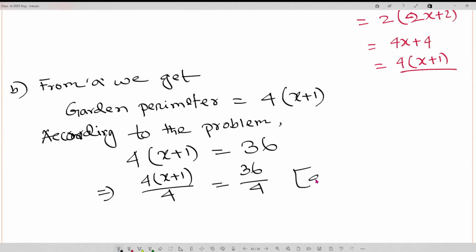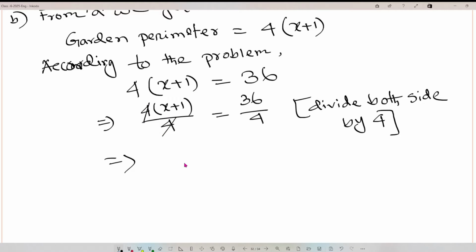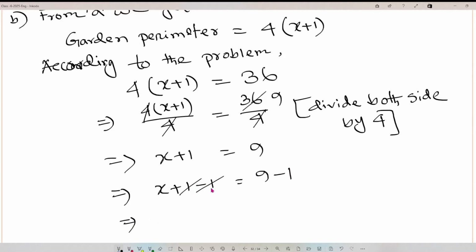We can write divide both sides by 4. So 4 and 4 out, here is x plus 1, and 36 by 4 is a 9. So here is 9. Now we subtract both sides by 1. So x plus 1 minus 1 equals to 9 minus 1. So plus 1 and minus 1 out, x equals to 9 minus 1 is a 8, right?